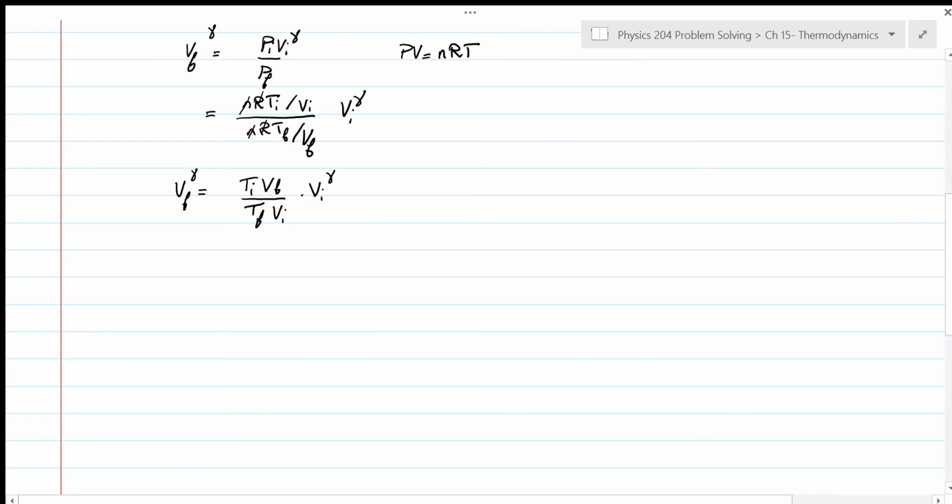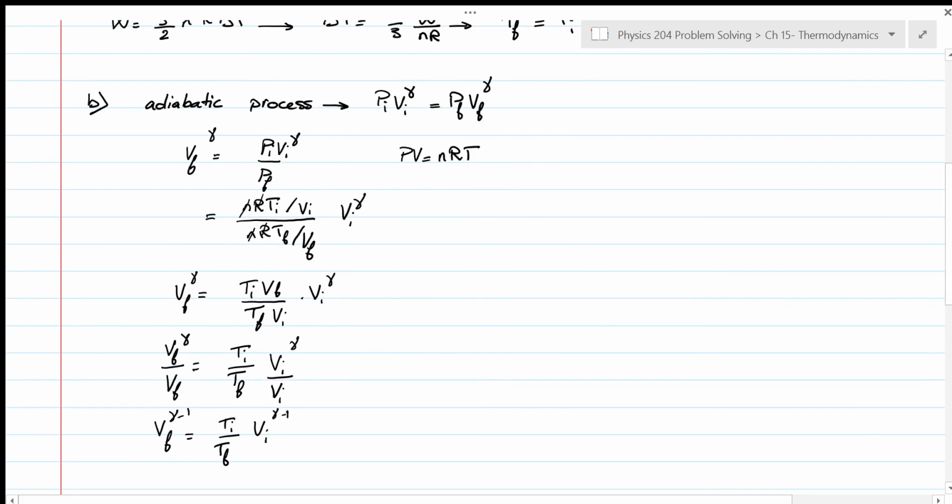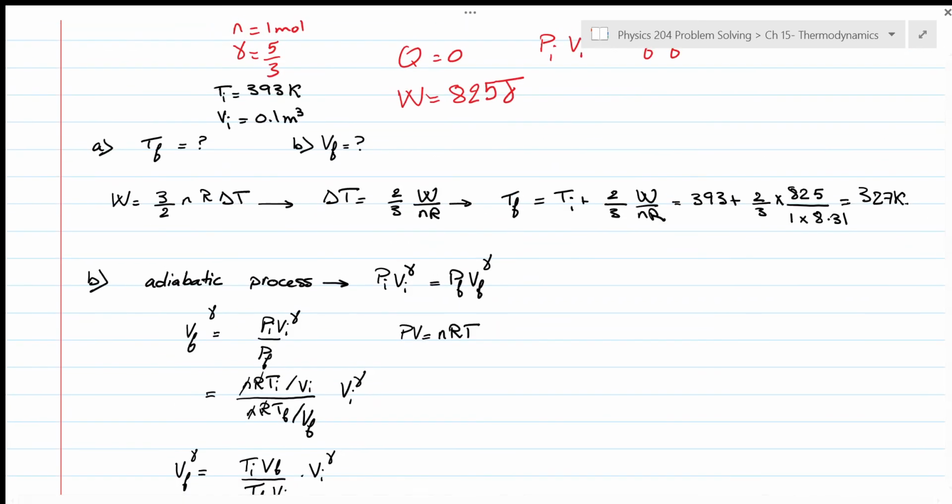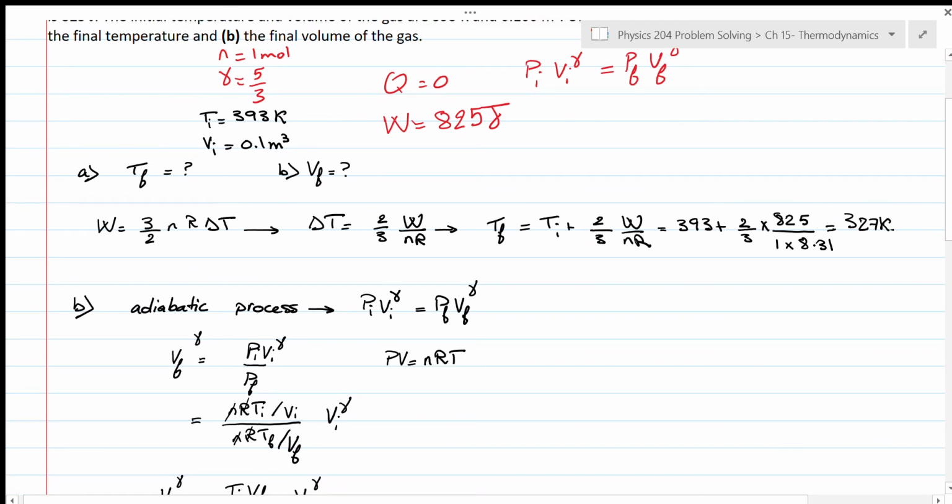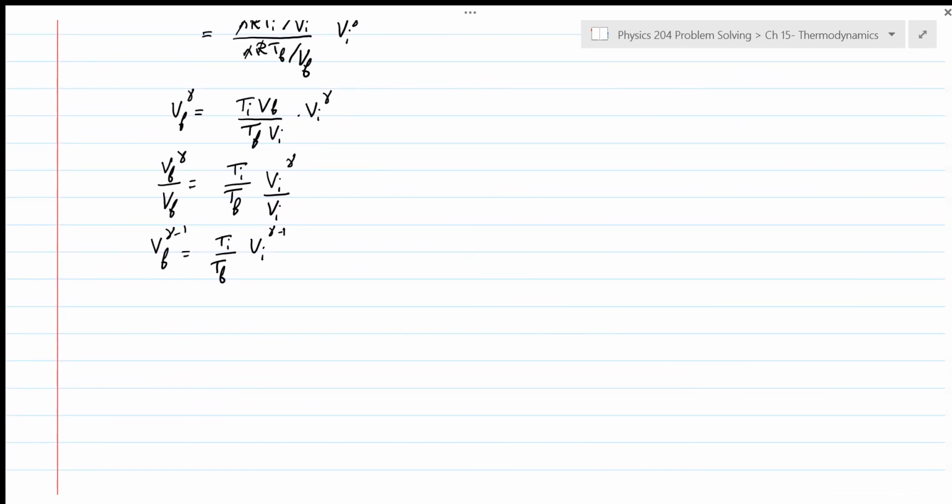So we can still rearrange and simplify. We should get V final to the power gamma over V final to be equal to T initial over T final, V initial to the power gamma over V initial, which will look like this. So this is our formula. We're given V initial, and we have the temperatures. We have T initial, and we just found T final. So all we have to do is substitute to solve for V final and find its value.